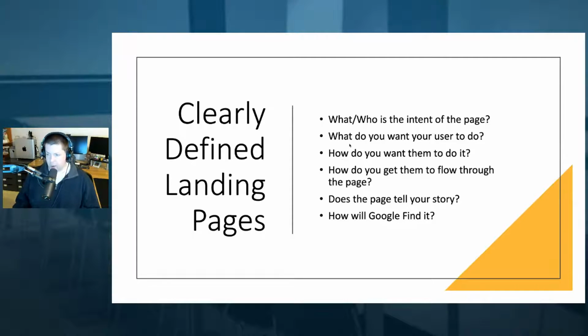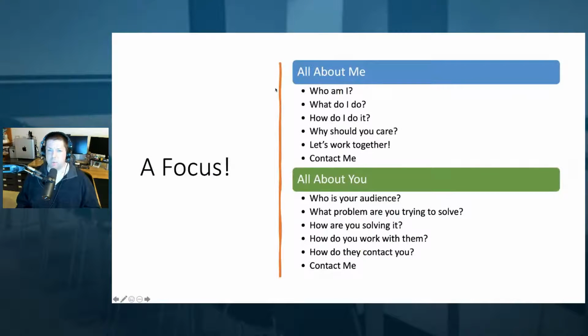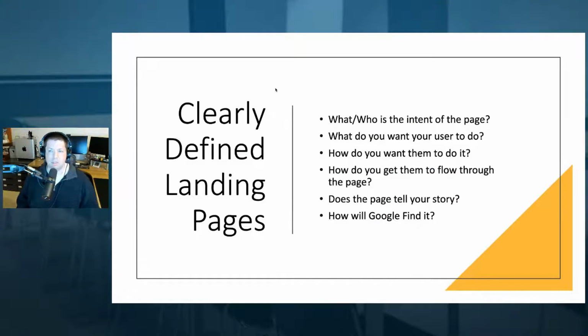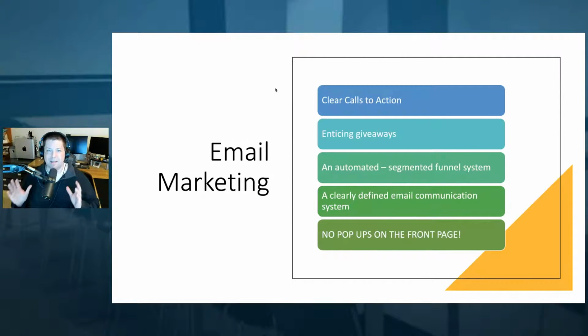So if we were going back in time here and we're looking at those four things, number one, we want to make sure we have a focus to your website. Number two, we want to have a well organized back end office suite, some way to organize all of your stuff. We want to have clearly defined landing pages. And lastly, we are going to now focus on that email marketing.